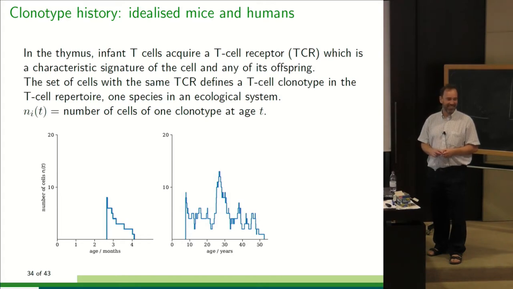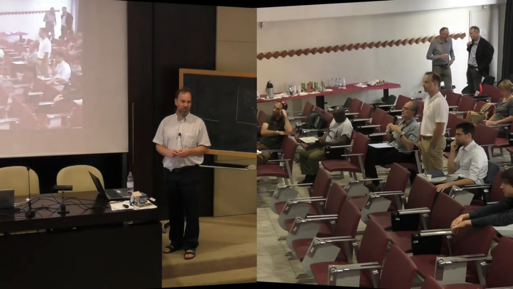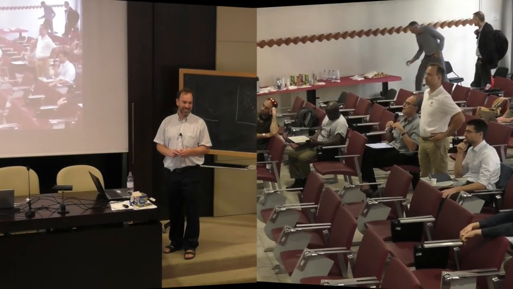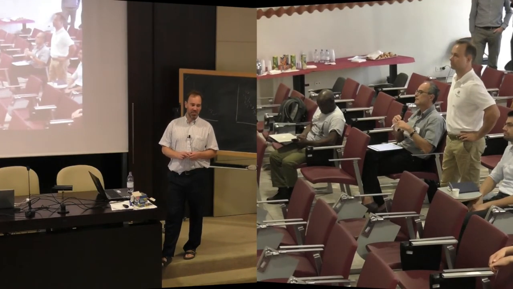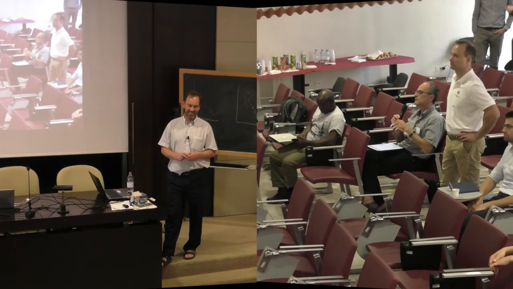If you look at the distribution of number of cells in a clonotype, I think it's a very broad distribution. You mean real measurements? Yeah, for example, in zebrafish, if I remember correctly. Even in zebrafish it's broad? This power law distribution, something like that, yeah.